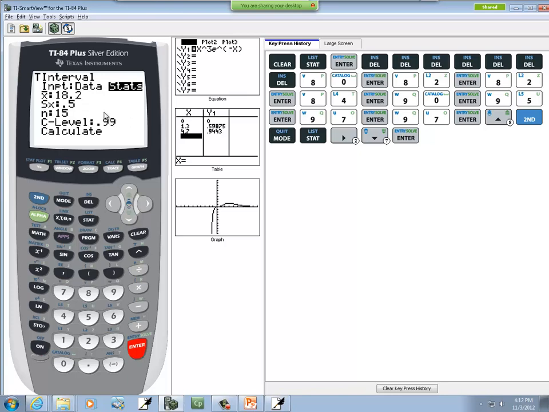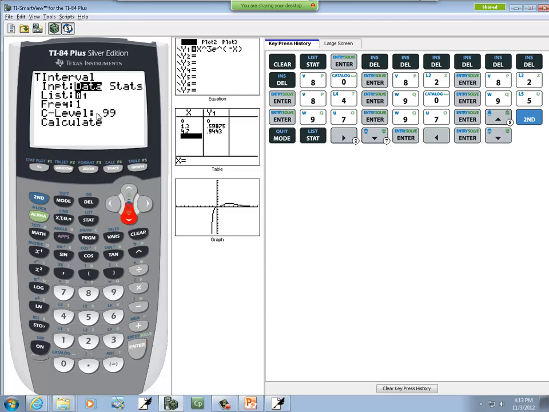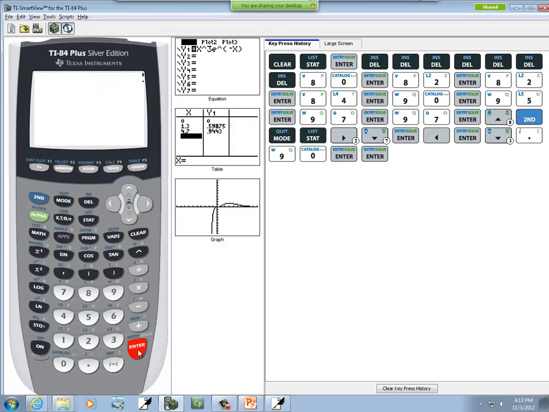Press Enter on it. Now we're given raw data, so instead of wanting stats, we want to put our flashing cursor on data and press Enter one time. And you should see a change to the following parameters. Now I'm going to down arrow to list, and I want this to be L1. If it isn't already L1, do second and then 1 to put L1 there. Now here our frequency should be 1. If that doesn't say 1, press your alpha key one time, and then press your number 1. And now our C level. We said 90%, so put in 0.90 and calculate.